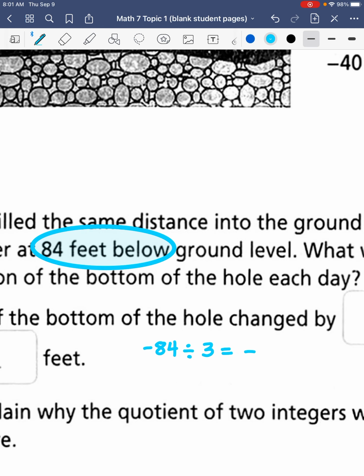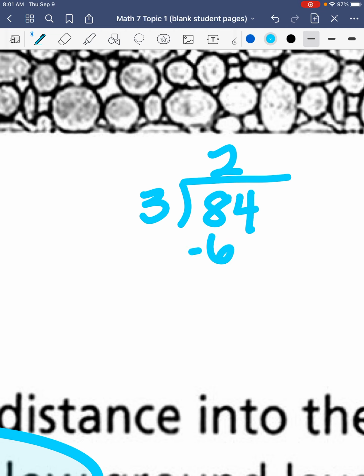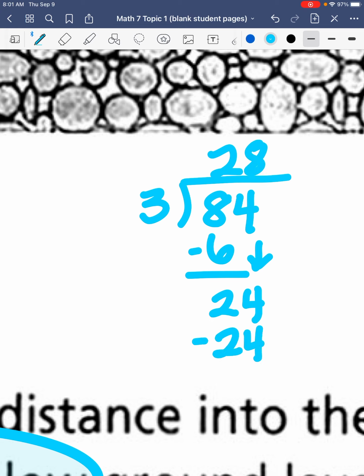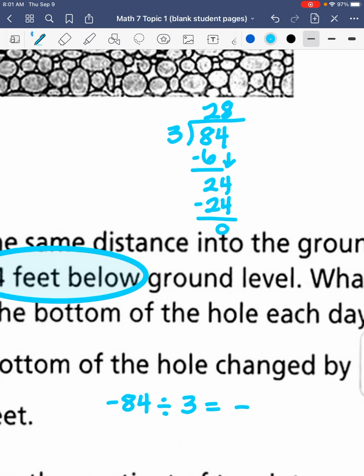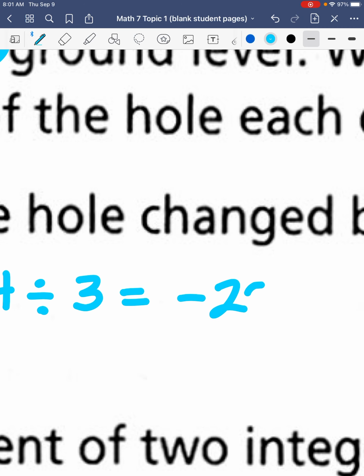So we know our answer is negative, but I don't know this off the top of my head, so I'm going to show my work up here. 3 goes into 84. Well, how many times does 3 go into 8? 3 goes into 8 2 times. 2 times 3 is 6. When I subtract, I get 2, and I bring down this 4. How many times does 3 go into 24? Well, 3 goes into 24 8 times. 8 times 3 is 24, so there is no remainder. So negative 84 divided by 3 is going to be negative 28.